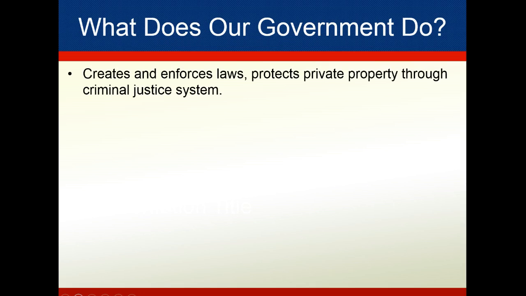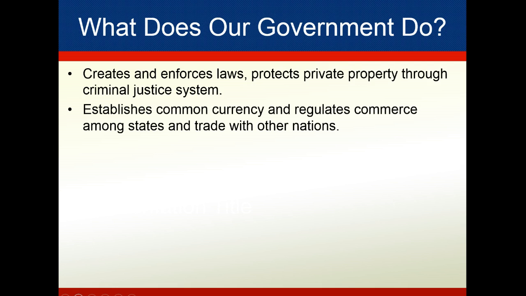What do governments do? Well, first they create and enforce laws. They protect private property through our criminal justice system. If you get something stolen from you, you want the government, the police, to step in and help you get it back. They establish a common currency, and they regulate commerce among the states and trade with other nations. That's what our government does.